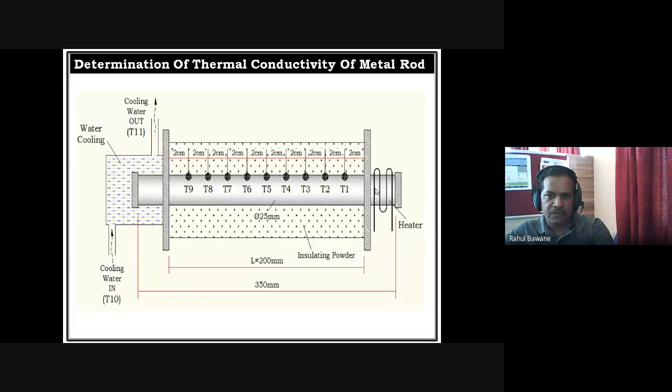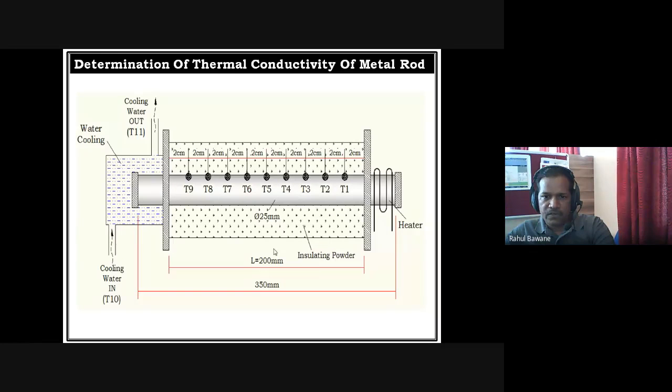So heat will travel from heater to cooler end, and we must take all the readings after steady state. Imagine when we start the heater, heat will start moving from the heating end to the cooling end. First it will reach position T1, then T2, T3, T4. Likewise, when it reaches T9, after that it will reach the cooling end, and when heat reaches the cooling end, the circulating water carries out that heat.